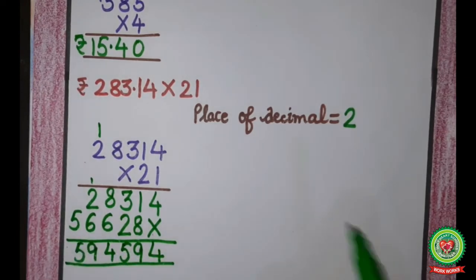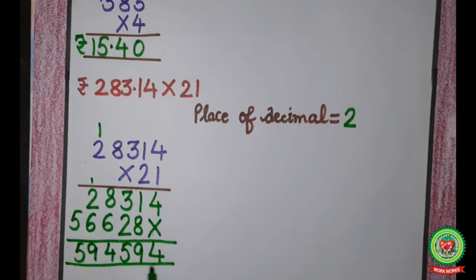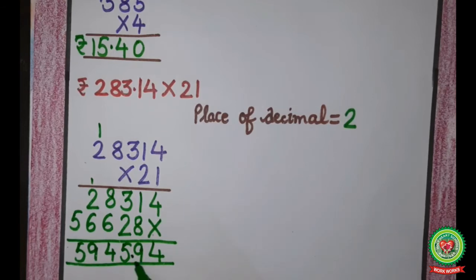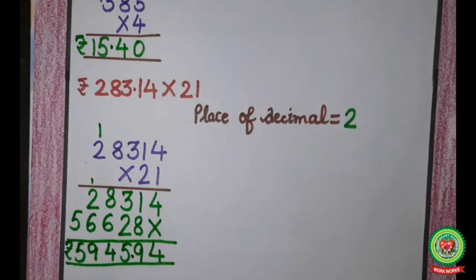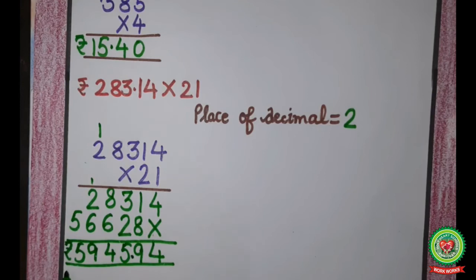Now what was the place of decimal? 2. So students, we put a dot after 2 digits from the right of the given number. So 1 and 2. So we will put decimal here in between 5 and 9. And in the starting we will write down rupees symbol because the statement was given in rupees. So answer should be in rupees. Now let's understand how to do division in chapter money.